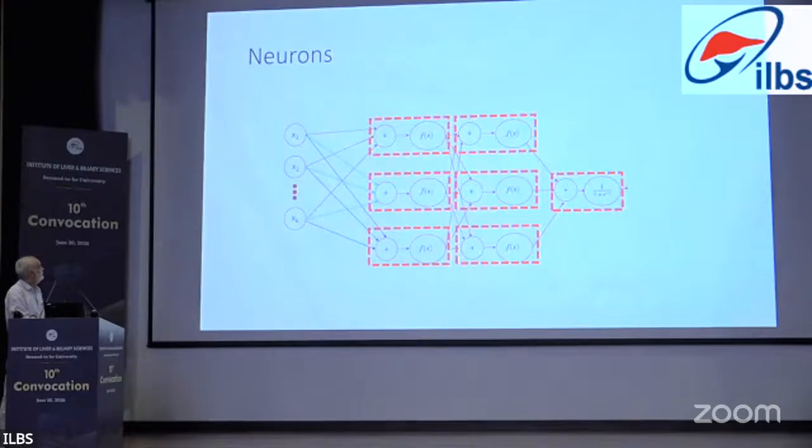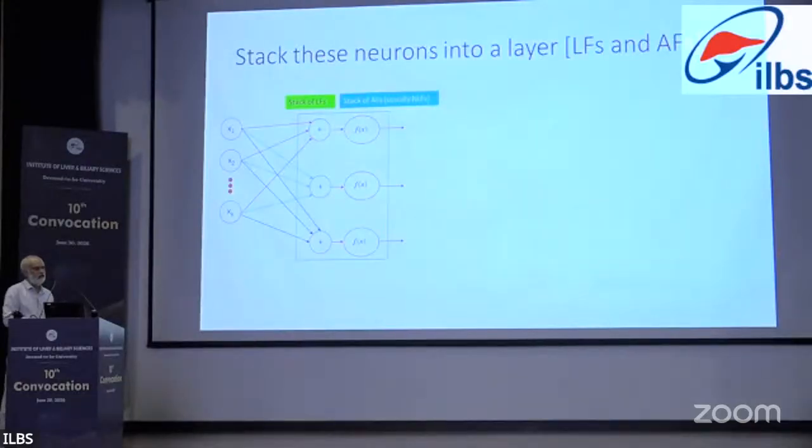So once again, this is the linear, non-linear, and this is the neuron. This is the neuron, this is the neuron. So one neuron is linear plus non-linear. And we stack these neurons, put them one above the other, and this is called a layer.